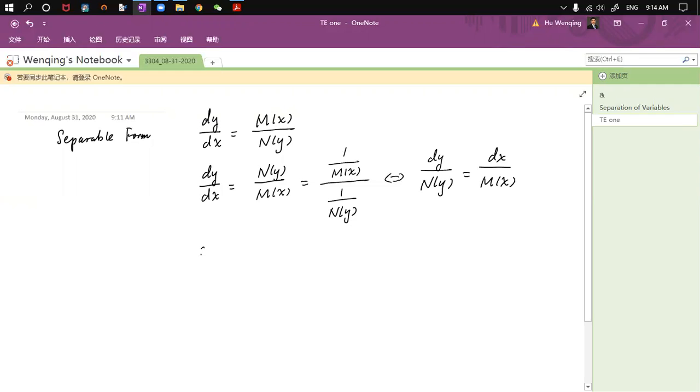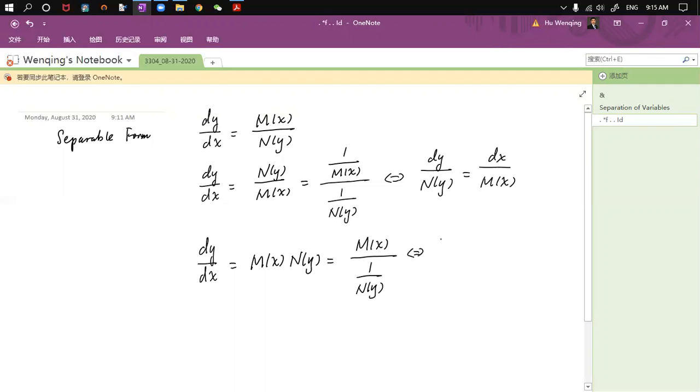So let me ask a question. Suppose the equation now is dy/dx = m(x) multiplied by n(y). Is it in a separable form? Can anybody answer, or that person again? It is, right? So this time you're starting to get the point. Why? Because this can actually be written as m(x) divided by 1/n(y). You can write it this way.